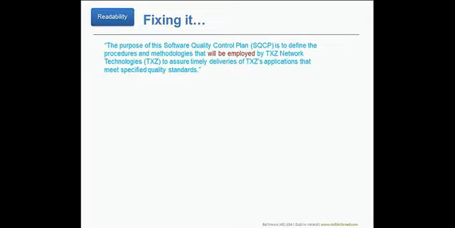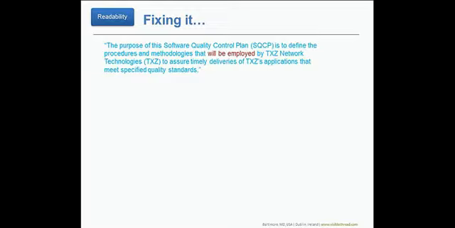So here we start off with something that's been reported: the purpose of this software quality control plan. So this is a software quality control plan. This is text coming out of the report similar to what I showed you a moment ago. So the purpose of this is to define the procedures and methodologies that would be employed by TXE Network Technologies to assure timely deliveries of TXE's applications. I've already glossed over, I'm already semi-falling asleep at this point. So the message is going right over my head as a reviewer, and I'm just like, well, they're making me read this thing again. So how can we fix this?